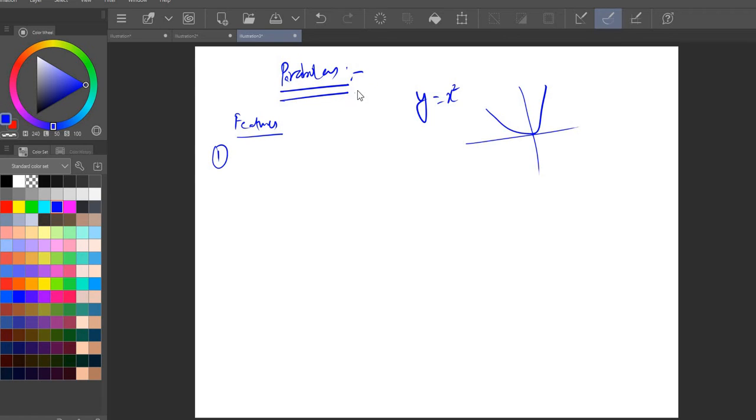All right, so we'll talk about parabolas, and the basic parabola is created using y equals, for quadratic equations, right? The basic quadratic equation is y equals x squared. And that's the graph of y equals x squared. So let's talk about the features of a parabola.